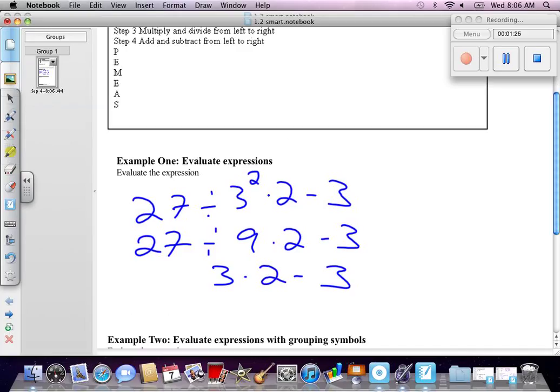What is the third step? Nope, you multiply or divide from left to right. So my next step would be to multiply. 3 times 2 is 6. And what is 6 minus 3? 3.